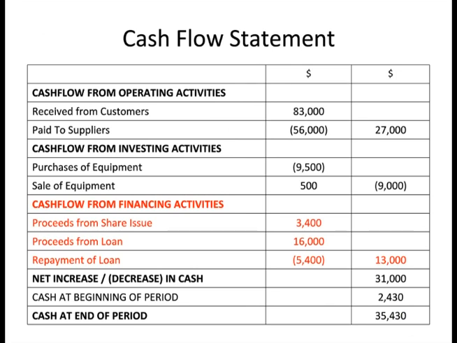In our simple cash flow statement, we can see the financing activities of the company. The company issued its own shares and received $3,400. The company took out a loan and received $16,000. The company repaid a loan and paid $5,400. Net cash inflow from financing activities was $13,000.